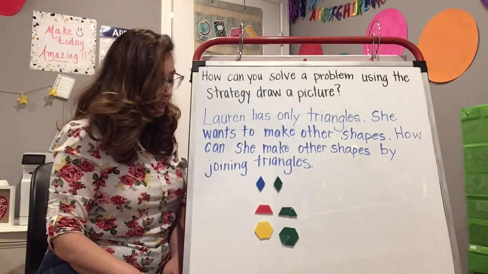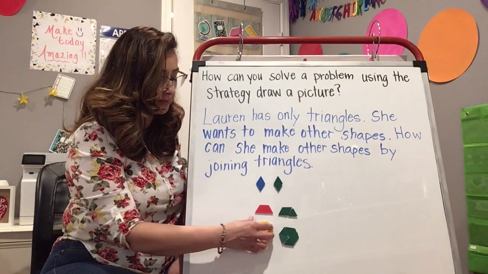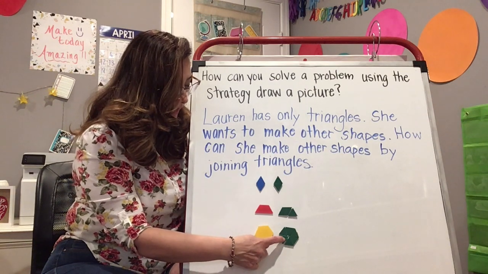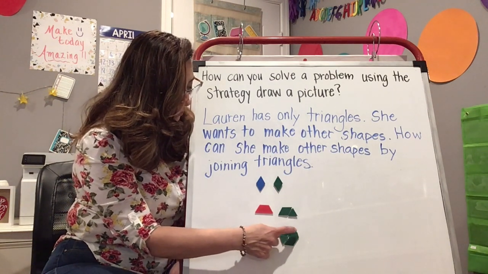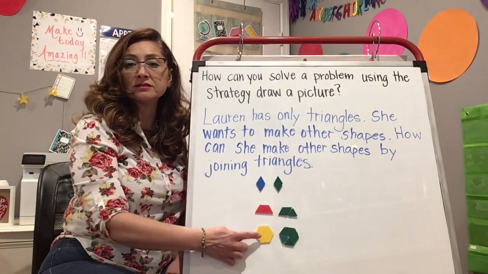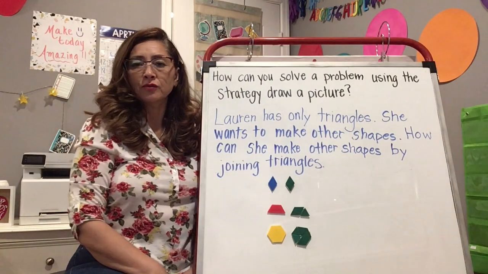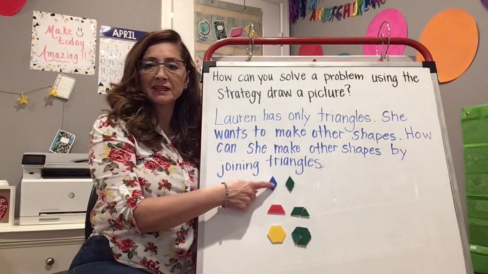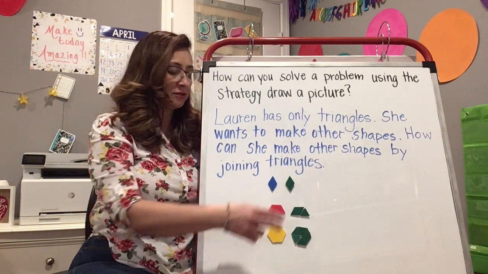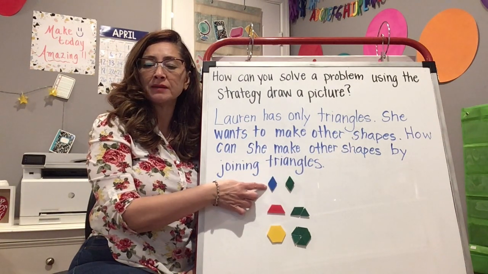triangles. So let's count and see how many triangles she needed to build this shape of the hexagon. Ready? 1, 2, 3, 4, 5, 6. She used 6 triangles to build the hexagon. Now let's review. How can Lauren make the shape of a rhombus? She can join 2 triangles to make a rhombus.